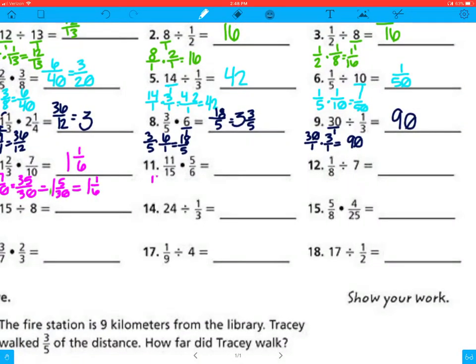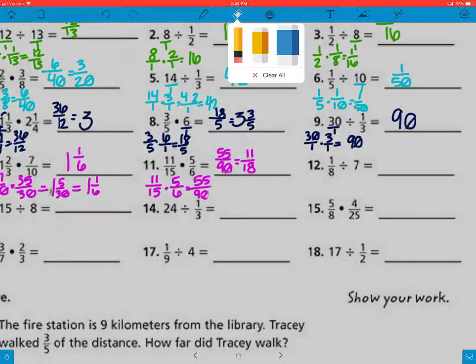11/15 multiplied by 5/6. I multiply straight across. 11 multiplied by 5 is 55. And 15 multiplied by 6, I'm going to take over to the side and multiply it. There's 30, carry the 3, 90, so 55/90. Now I know, because both of these numbers end in a 5 and a 0, that 5 can go into both, and 5 goes into 55 11 times, and 5 goes into 90 18 times. So my final answer is 11/18.